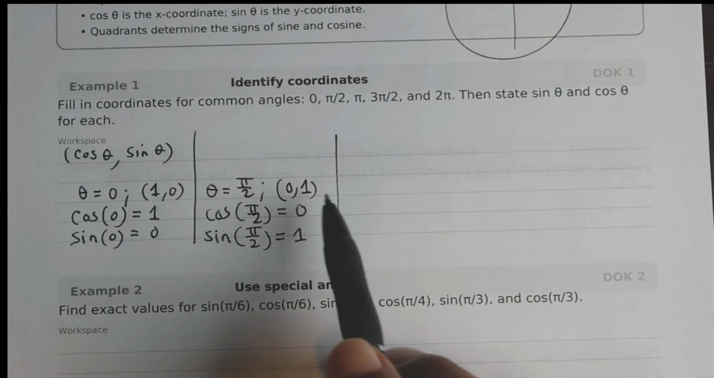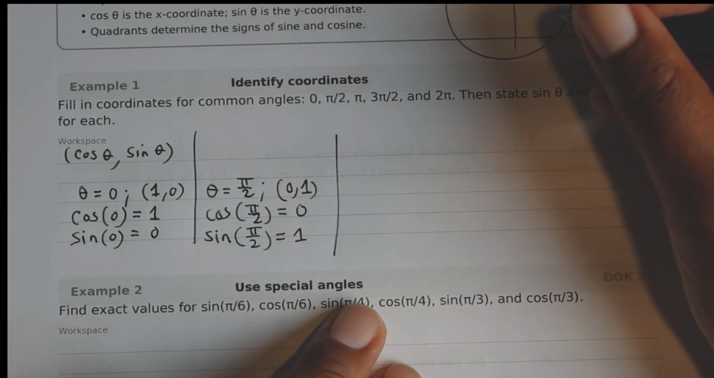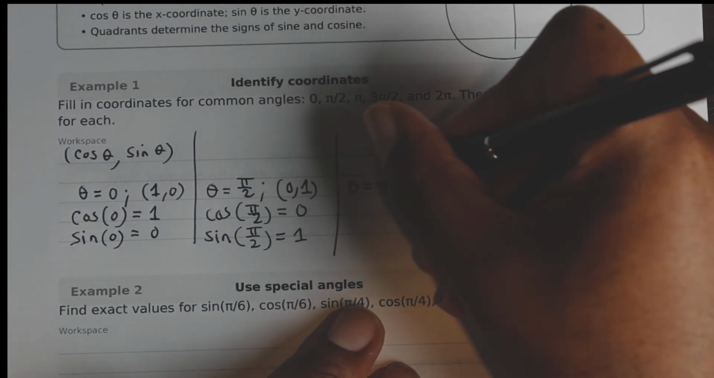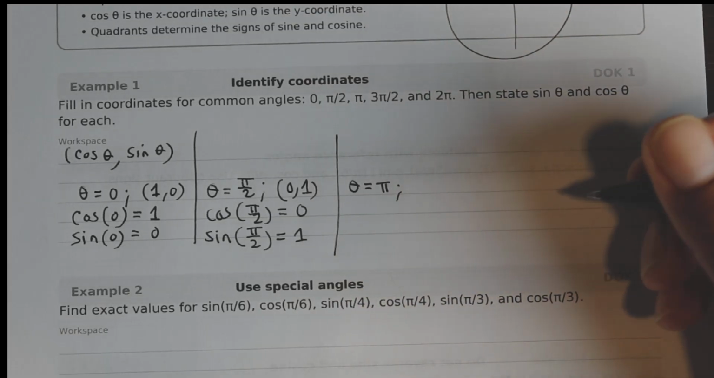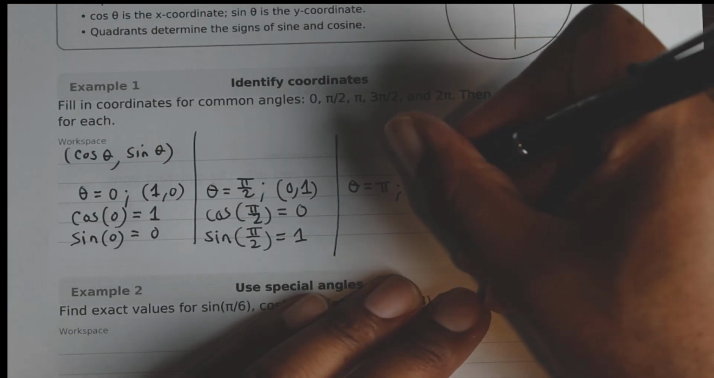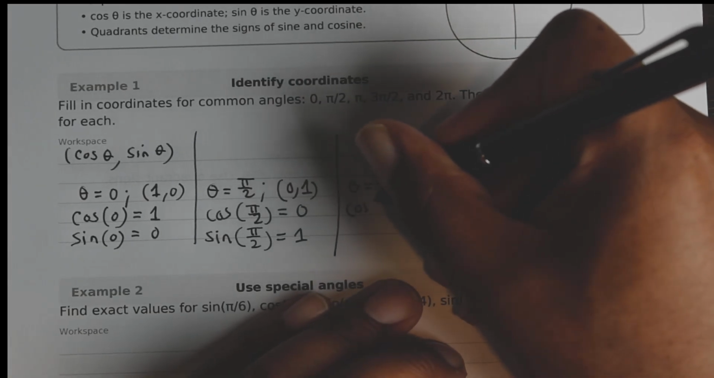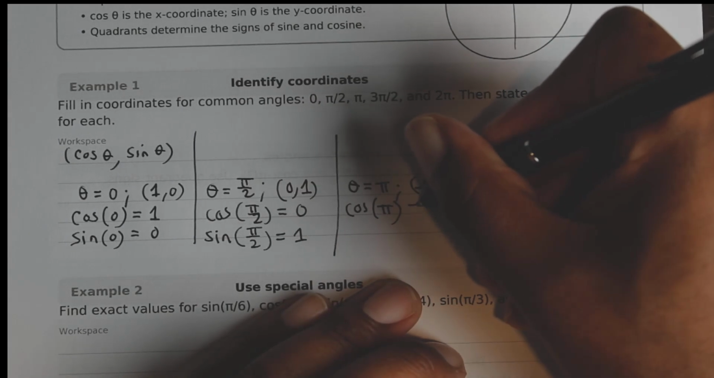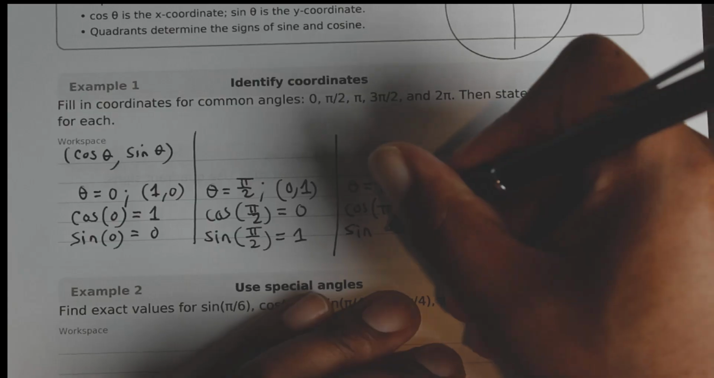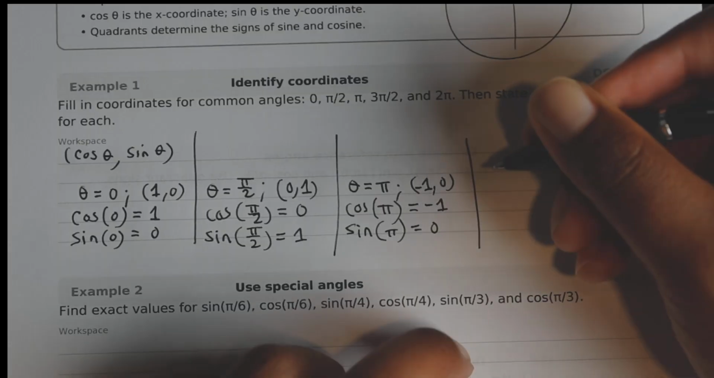And again, notice the cosine, sine. Next, we have pi, or theta equals pi, right? Theta equals pi is going to give me negative 1, 0, whereas the cosine of pi is equal to -1, and the sine of pi is equal to 0, right?